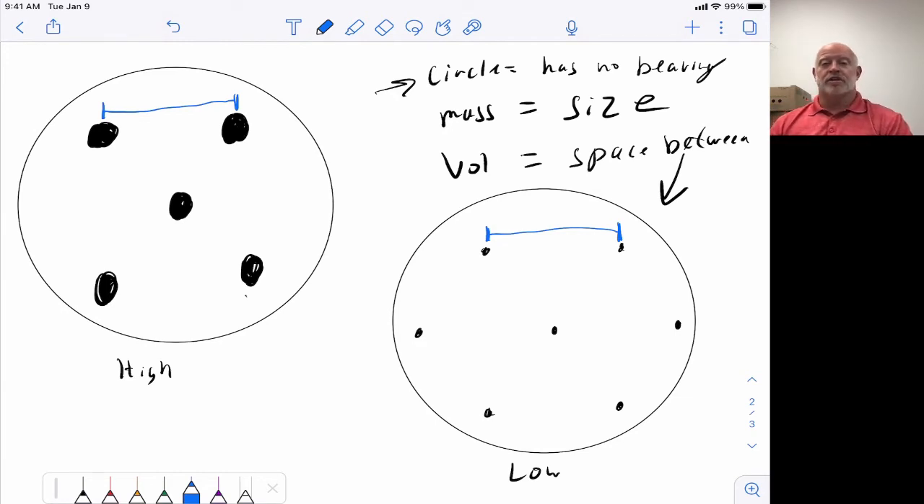Now, a person looking at this idea, if they see my key here, and they look at this, they can say, oh, these have big dots, so it's high mass.